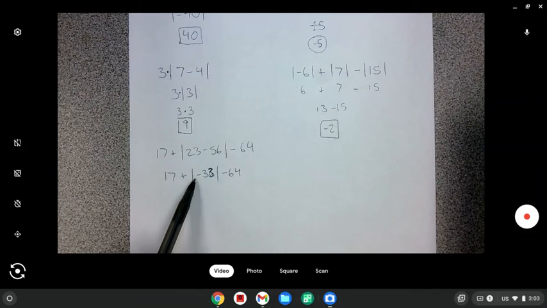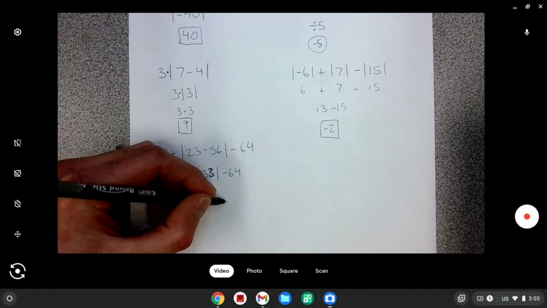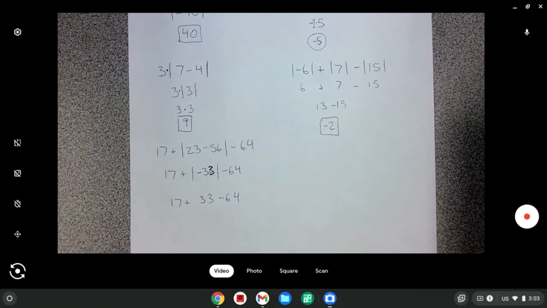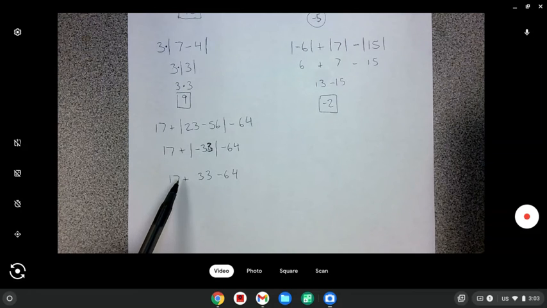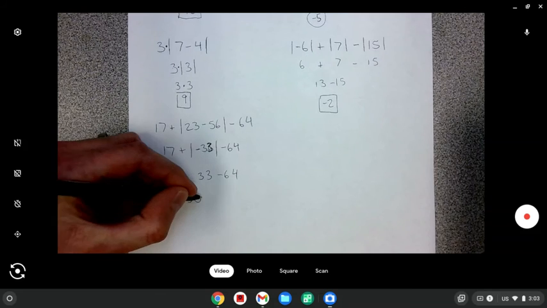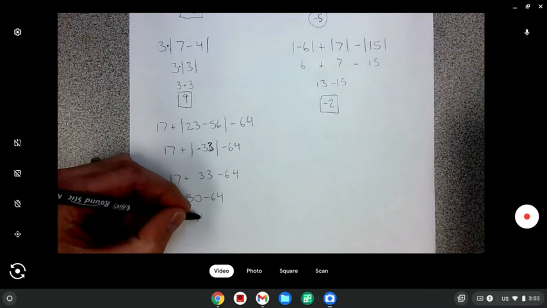The absolute values are still there. When you do that subtraction, we've gotten it down to one number, but we have not applied the absolute value bars yet. Absolute value of negative 33, positive 33. Distance is always positive. Absolute value will always be positive. Now I can do my adding and subtracting. Let's see, 17 plus 33 is going to be 40, 50. 50 take away 64. I'm definitely going to be negative because if I have $50 and I spend $64, I'm going in the hole by $14.